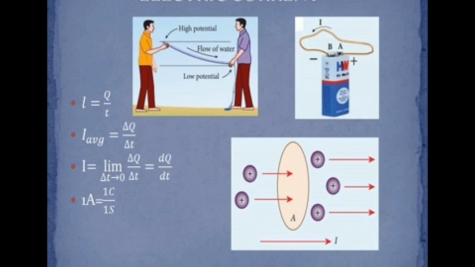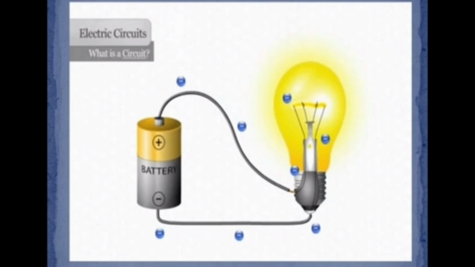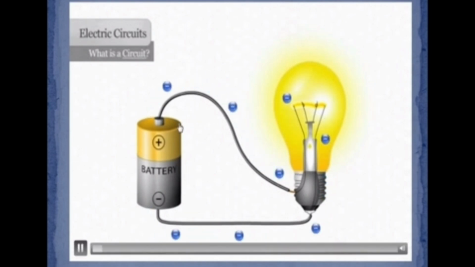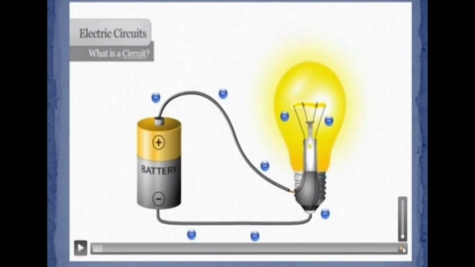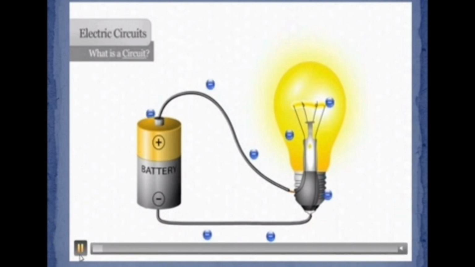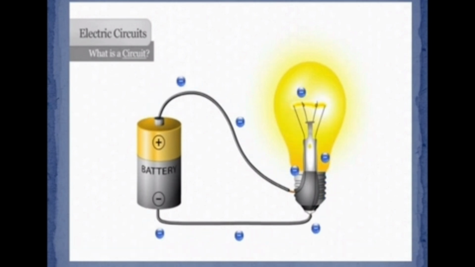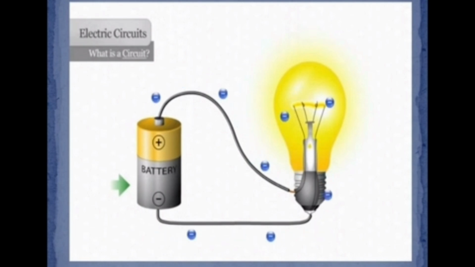So next we are going to see conventional current. A simple circuit allows conventional current. Conventional current is the ordinary current. How are we using the conventional current? See, when the bulb is connected to the battery, the current flows from the positive terminal to the negative terminal. That is the conventional current direction.